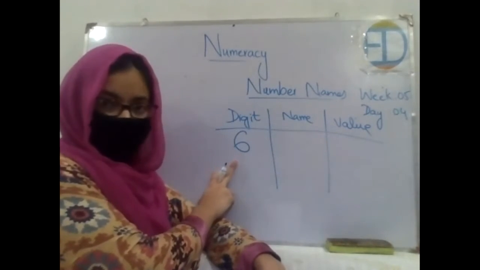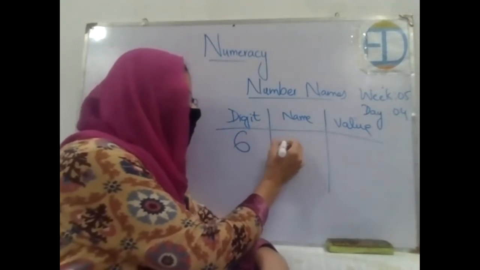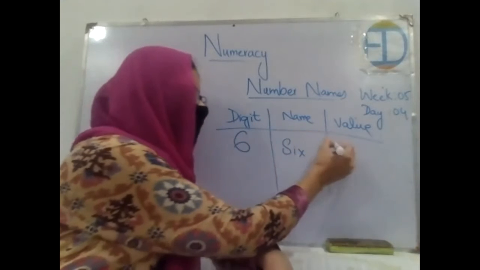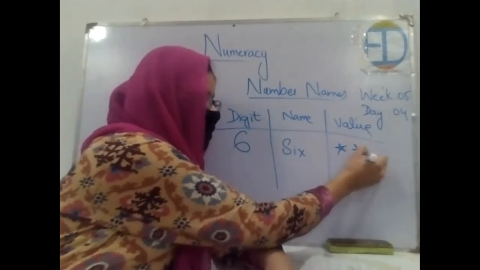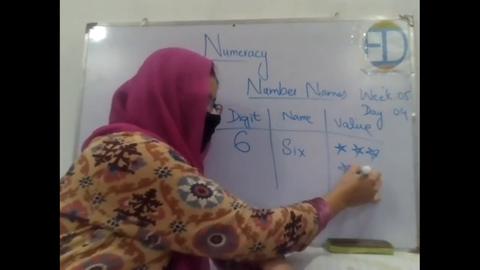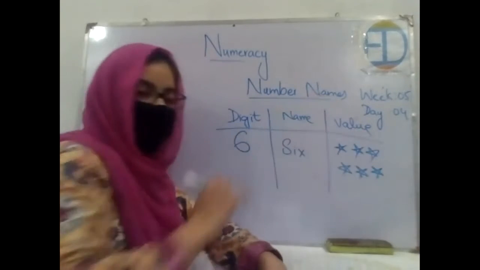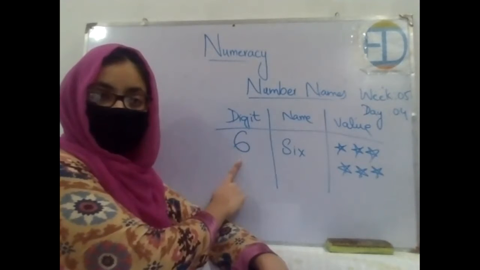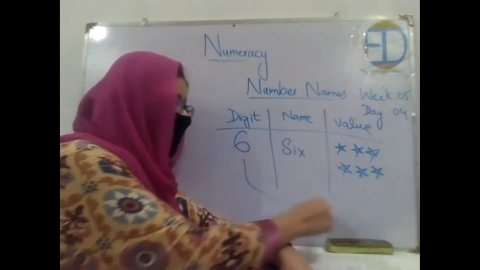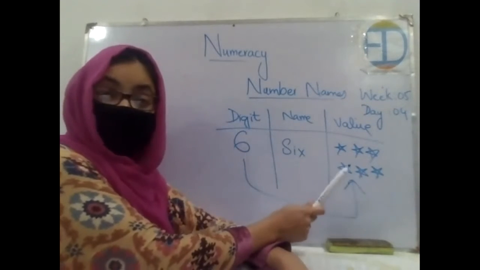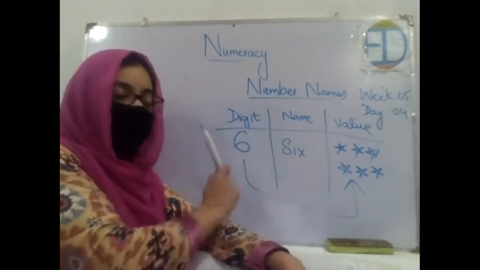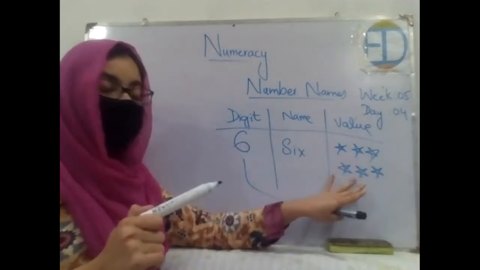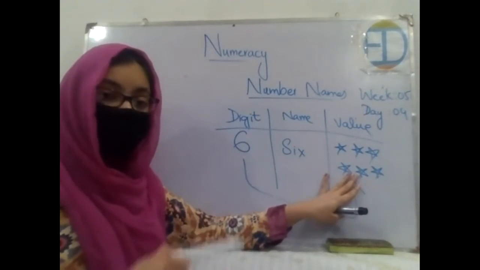This is a digit, right? Now the name of this digit is 6 and the value given to it is 1, 2, 3, 4, 5, 6. This means that whenever this number is written in front of you, it has this value or it contains this number of items. And the name of this digit is 6. So this means that 6 has this value, this number of items or this number of objects.